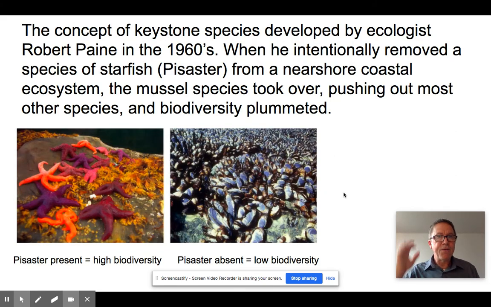Now, this idea was first noticed in the Aleutian Islands. The guy was scuba diving, and what he noticed is that there were places where, if you had this one species of starfish in a nearshore ecosystem, there was a lot of biodiversity. But if you take these away, one species overwhelms all the others, and all you get is mussels. So you have a total lack of biodiversity by the removal of one species. Removing one species caused this cascading effect.